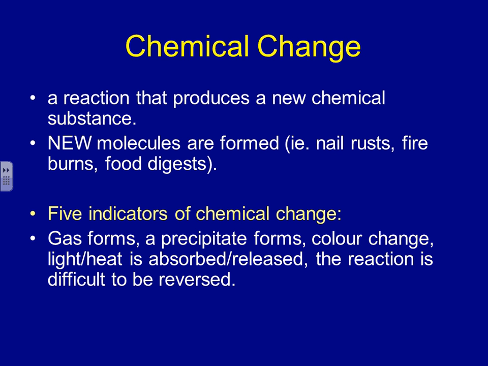So new molecules are formed. Starting with pure iron, as a nail rusts, it ends up becoming iron oxide. Oxygen has been combined with the iron. Fire burns. You can't get the material back that you've combusted because it has been turned into carbon dioxide and water. And I haven't burnt anything yet in this class, have I? I think it's time I burn something. So I'll prepare to burn something.